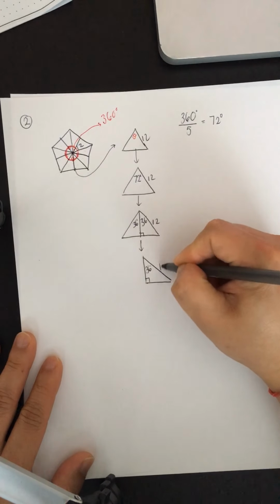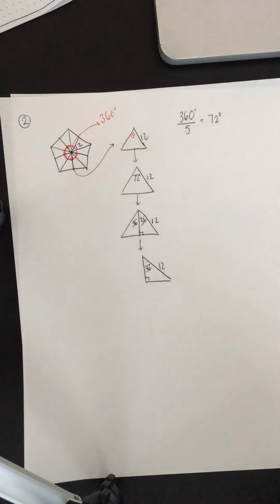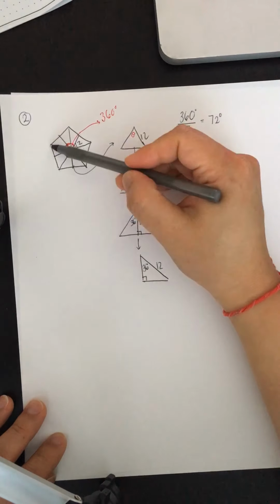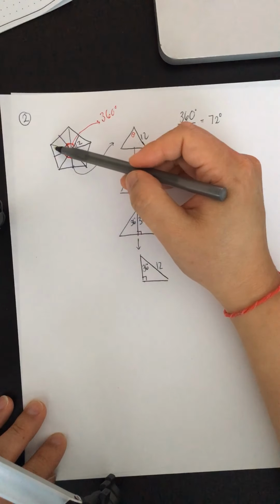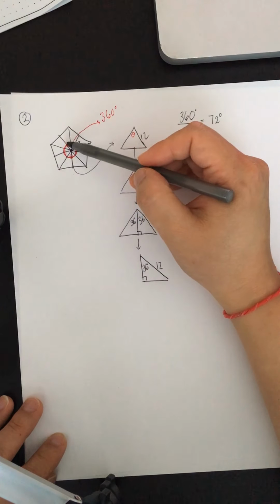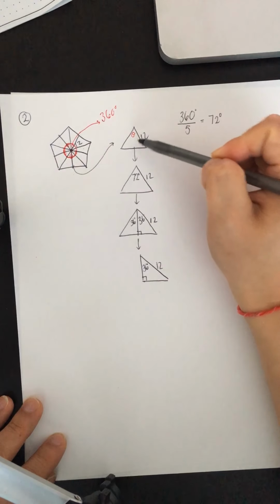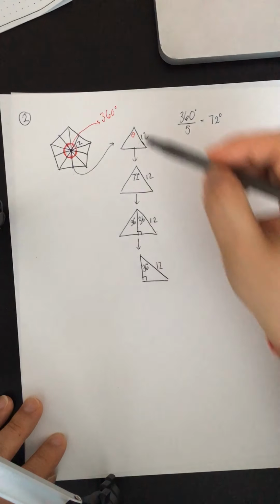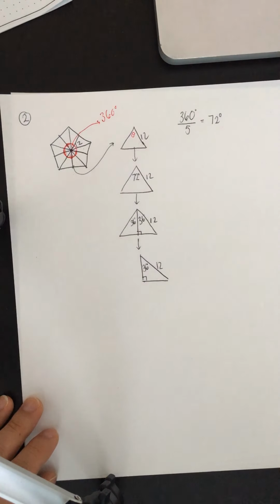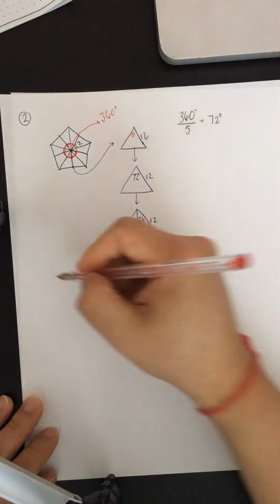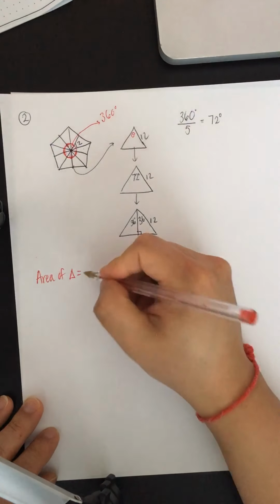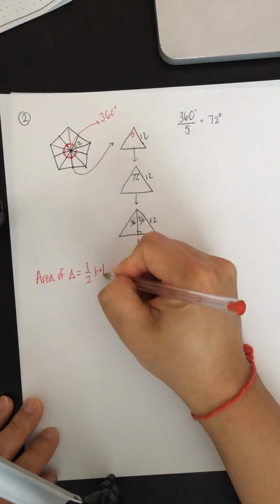We know a lot about right triangles because we did a lot of work with them. We want to solve for the area of this whole thing, but we don't know how to do that yet. We need to figure out the area of one of these triangles. How do we find the area of a triangle? That's going to be very important. The area of a triangle is equal to 1/2 base times height.